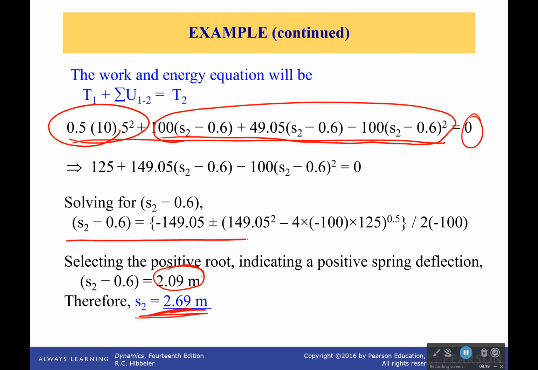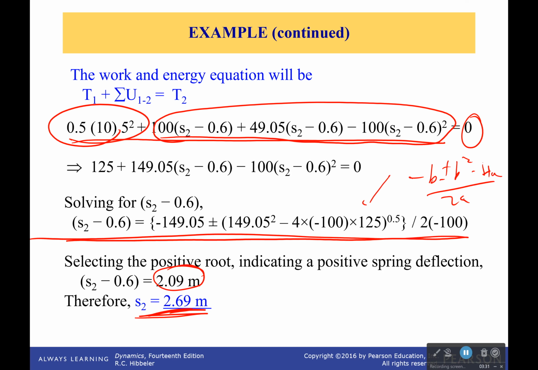Now I know that this is no fun whatsoever. But this is still just your regular negative b plus or minus the square root of b squared minus 4ac, all over 2a. That's all you're doing there. It's not fun to write, but it works. So use it to your advantage.